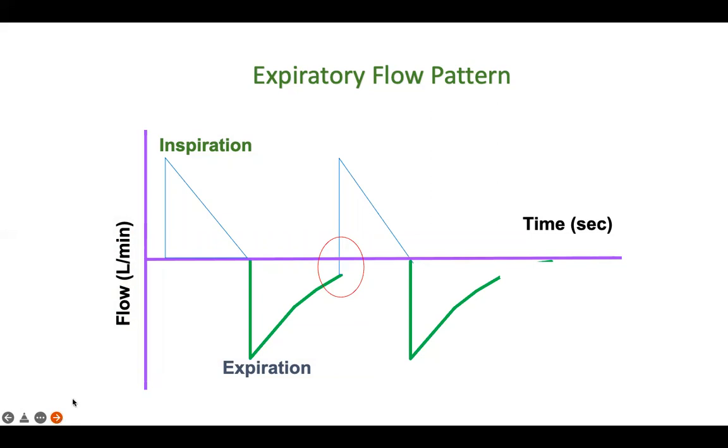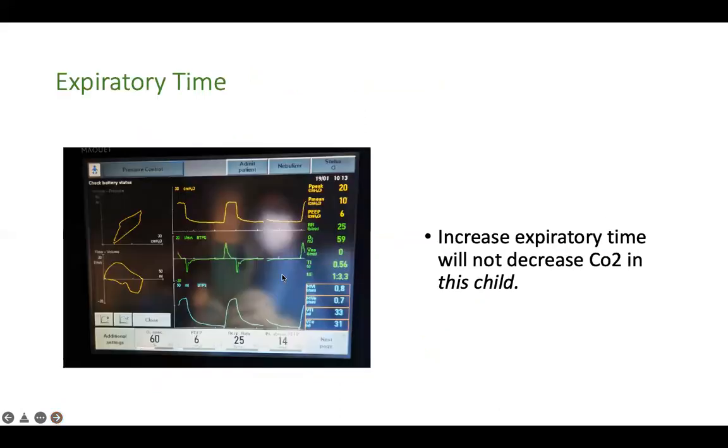On the other hand, if our baby's expiration was incomplete, that is, the inspiration is starting even before the expiratory limb has touched the baseline, then definitely there would be a role in increasing the expiratory time to bring down the PCO2, which we commonly see in case of asthma patients. So here, as I already said, since the expiration is complete for this particular child, increasing the expiratory time will not bring down the PCO2.